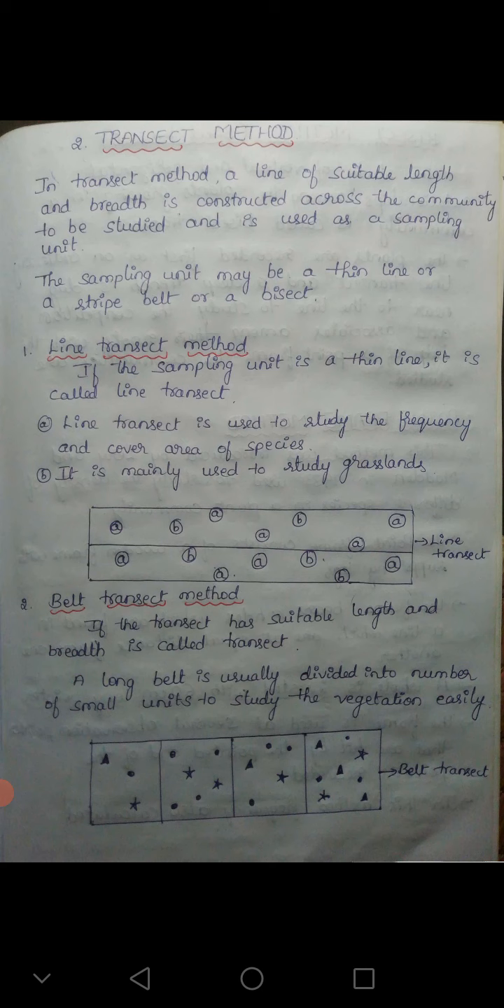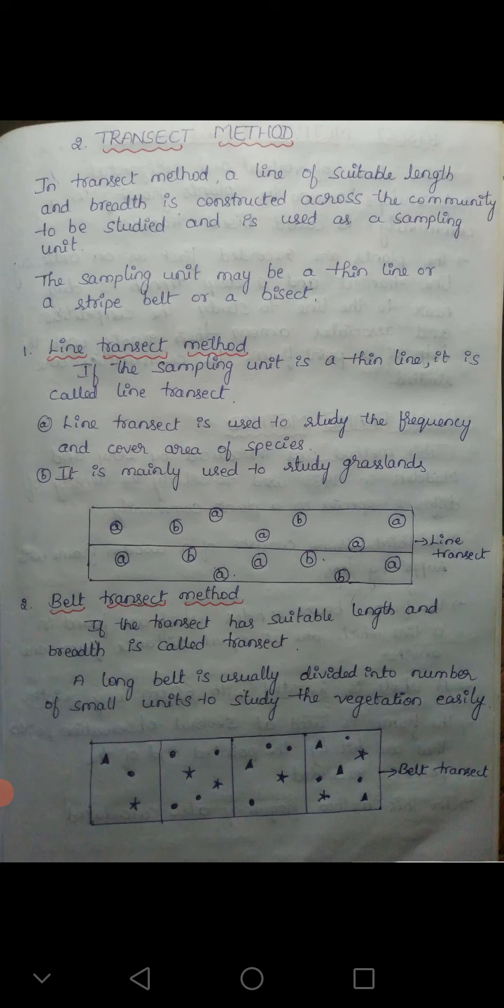Here in the image you can observe a thin line is plotted in the forest cover. So by that we can calculate in the forest the tree species are counted, in the grassland the grass species are counted. This is the line transect.